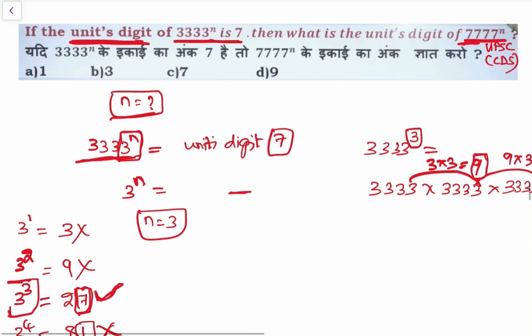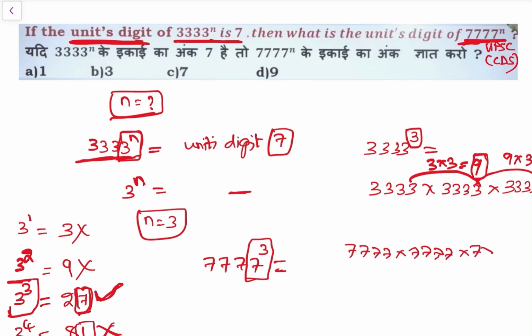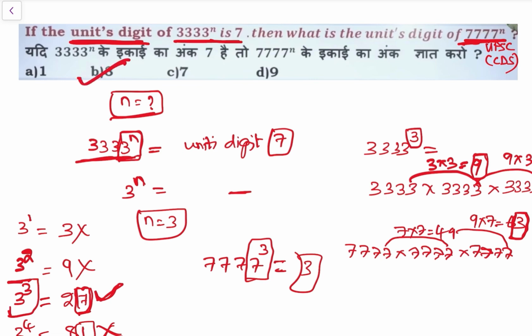Now let's put n in this expression, that is 777 to the power 3. What is its unit digit? So we need 7 to the power 3. Or we can do the entire expression: 777 into 777 into 777. So 7 into 7 is 49, then 9 into 7 is 63. So 3 is the unit digit of this expression. So option B, 3 is the unit digit.